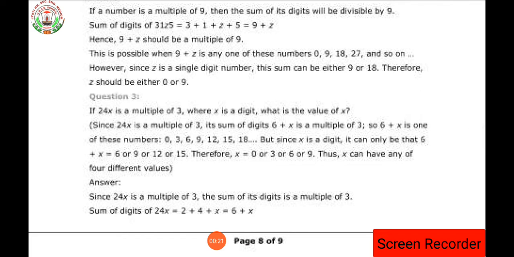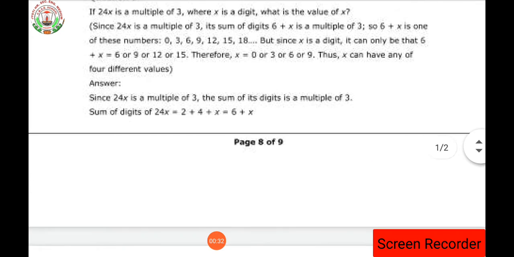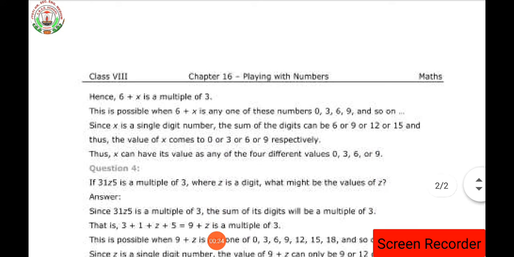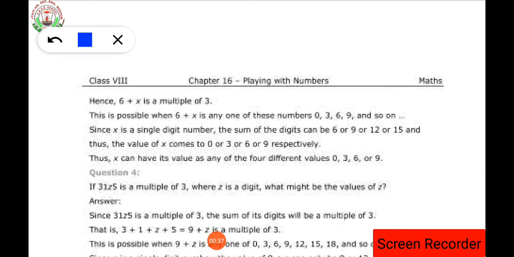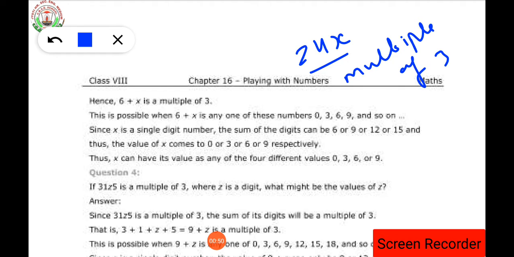If 24x is a multiple of 3, where x is a digit, what is the value of x? So let's see the solution. Dear student, what is the number we are having there? That is 24x. We will consider that 24x is a multiple of 3. That means it is divisible, so it will obey the rule of divisibility of 3.